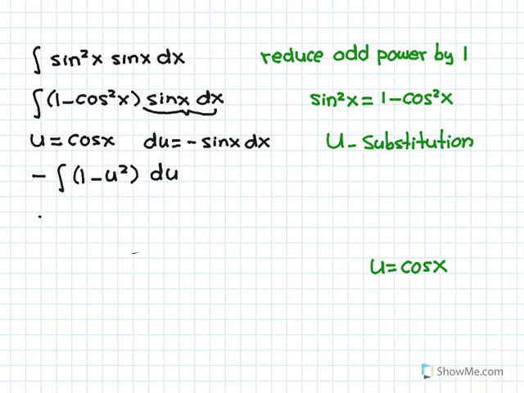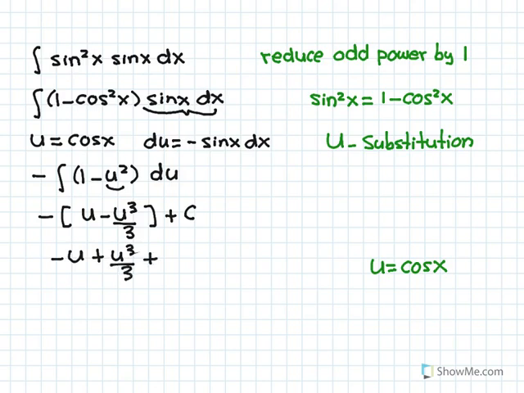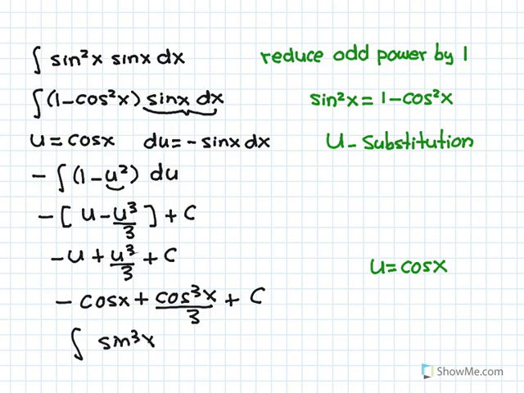Now let's integrate term by term. We get minus, the integral of 1 is u, the integral of u squared, reversing the power rule, is u cubed divided by 3, plus c. Now let's distribute the minus 1, we get minus u plus u cubed over 3, plus c. Let's substitute u equal to cosine x, we get minus cosine x plus cosine cubed x divided by 3, plus constant c. So this is the answer for the integral of sine cubed x dx.